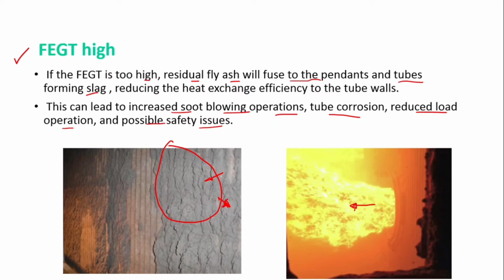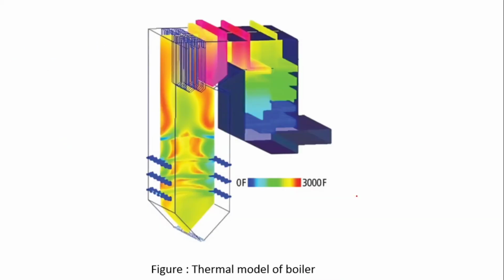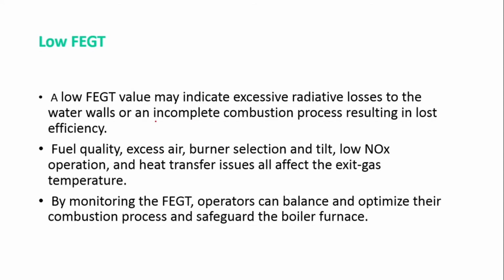This is a typical burner fire diagram. This is a thermal model of the boiler furnace, how it looks. Now what will happen if FEGT is on the lower side? A lower FEGT value indicates excessive radiative losses to the water walls or an incomplete combustion process, resulting in loss of efficiency. If incomplete combustion is there or radiative losses are very high, then our FEGT is on the lower side.